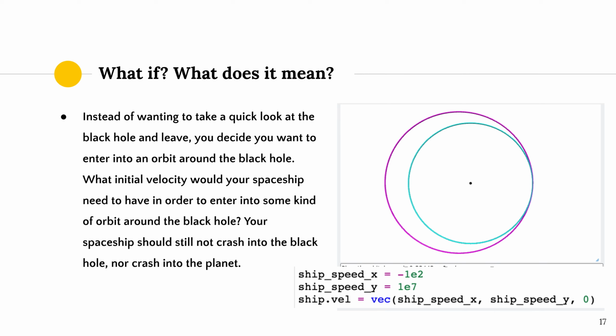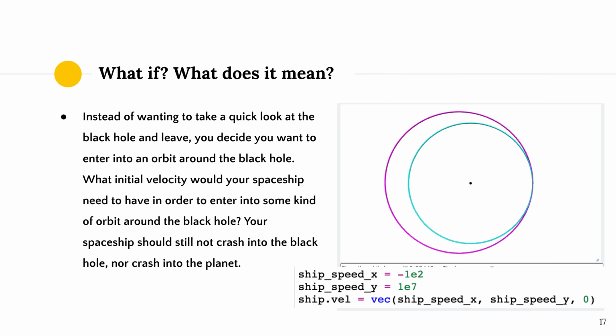The second question is, what initial velocity would your spaceship need to have in order to enter into some kind of orbit around the black hole? Your spaceship should still not crash into the black hole nor crash into the planet. The orbit colored in blue indicates the motion of the planet.